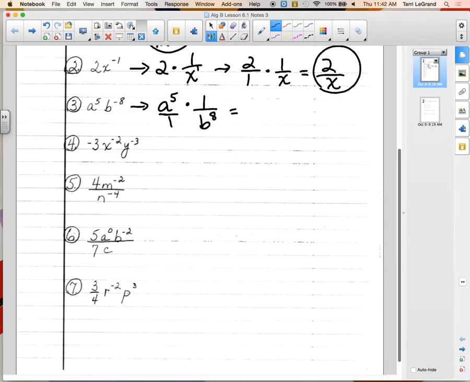By the way, do they have the same base, these two powers? a to the 5th power and b to the 8th? Do they have the same base? No. One is base a, and the other one is base b. So we can't do any simplifying. b's can't be divided into a's and a's can't be divided into b's. So we're going to say a to the 5th times 1 is a to the 5th. 1 times b to the 8th is b to the 8th.